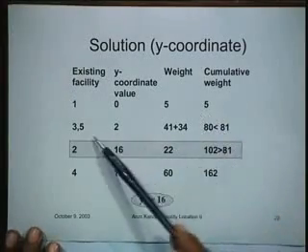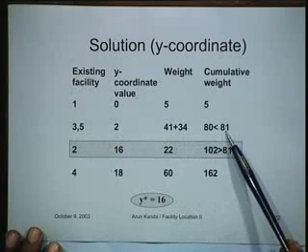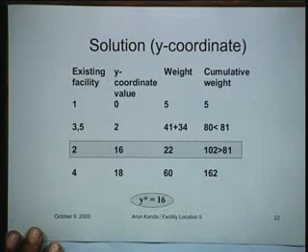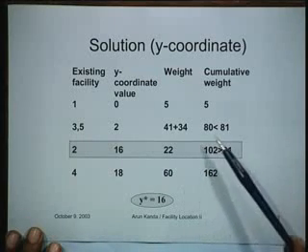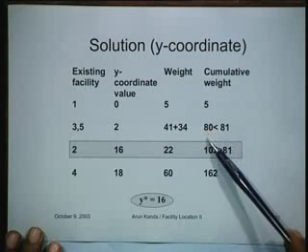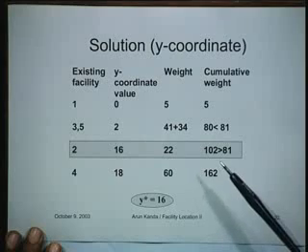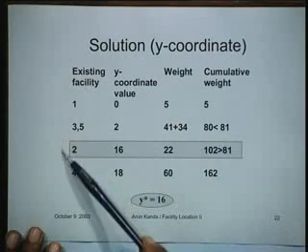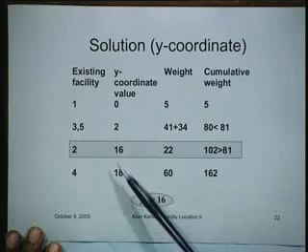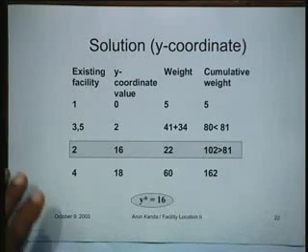Now we have 80. Again, the total cumulative weight is 162. Half of that: this is less than this, this is greater than this. So where the cumulative weight first exceeds half the value, that row is here. Corresponding to this, we can identify that y star is equal to 16. So it's very, very simple, right?